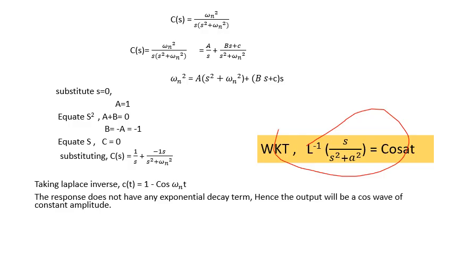So my output does not decay. It will be a cos wave. Since cos is present, this will be a cosine wave and the wave will be of constant amplitude. So this is the response that is obtained for the system with the value of zeta equal to 0.